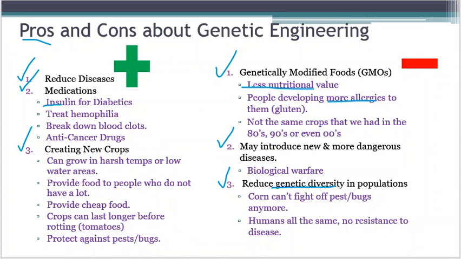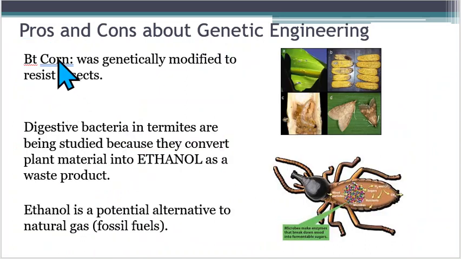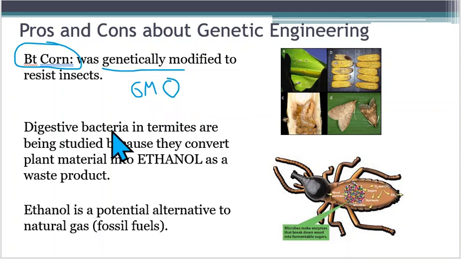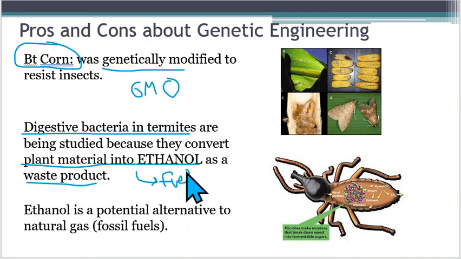All right, so one specific example we're going to talk about is something called BT corn. BT corn originally was genetically modified. There you go, GMO again, to resist insects. Digestive bacteria in termites are being studied because they convert plant material into ethanol as a waste product. So we can use that as fuel source for cars that isn't fossil fuels. So that's not a bad thing. That sounds like a really good technology that you guys, as your generation, can explore more for us.